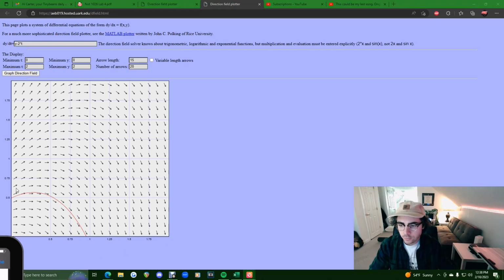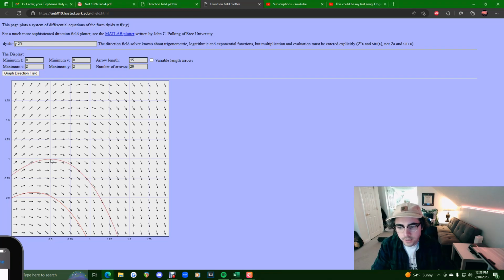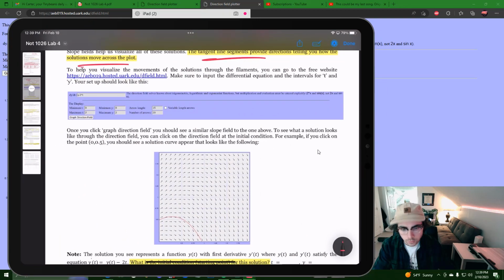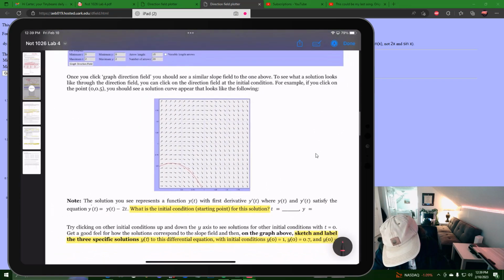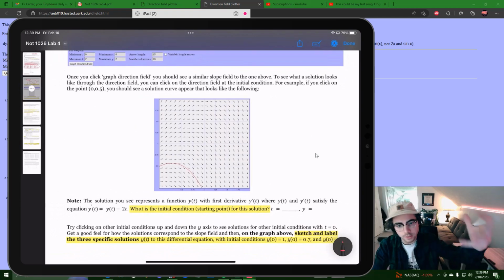And the cool thing about this is that you can click on any initial point and it'll fill out the solution for you. So you can click at, say, 0.5 and 1, and it'll fill out the solution that passes through that point using the slope field. It's kind of cool if you want to play around with that. I'm pretty sure they ask you to play around with it a little bit to get used to it and understand what it's doing when you click on different points.